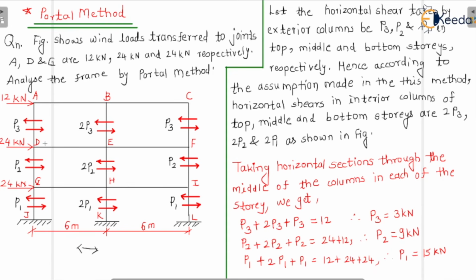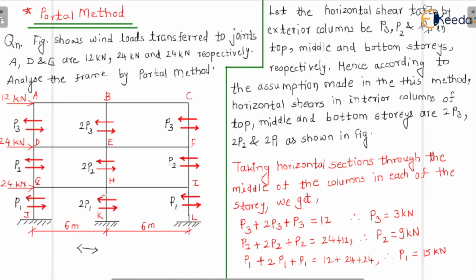So in this particular case, the joints A, D and G have a load of 12 kilonewton, 24 kilonewton and 24 kilonewton in horizontal direction respectively. So we have to analyze this particular frame by portal method. Now there are some assumptions and some important points.